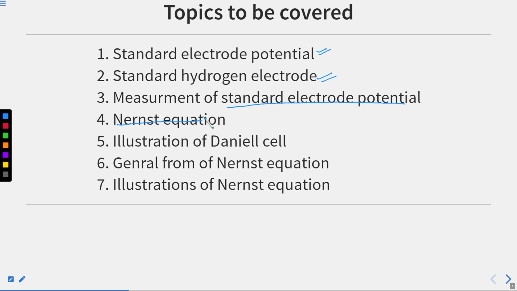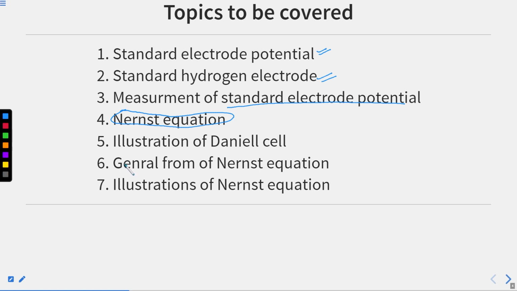So basically, this is the most important lecture of this whole electrochemistry chapter because questions are often asked from this Nernst equation only. So you will be asked to calculate the EMFs and all. So this is the most important topic for today's class and you can say for the whole electrochemistry chapter.